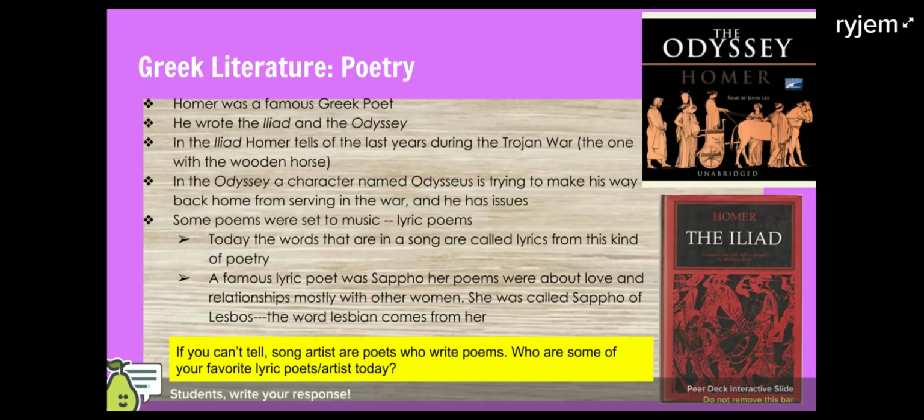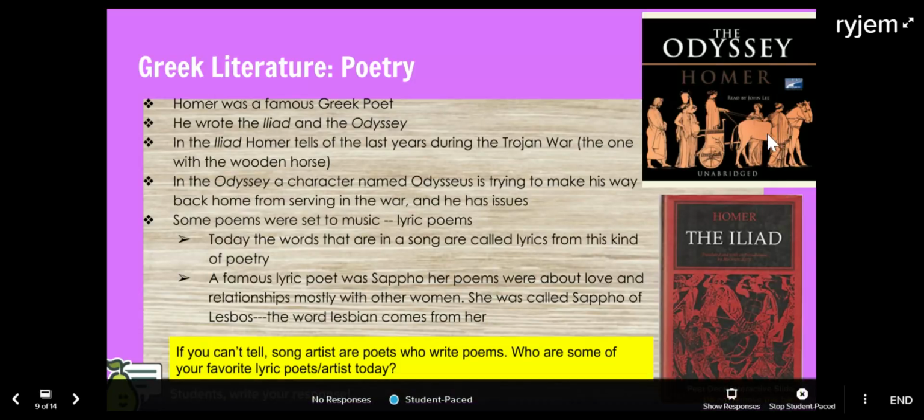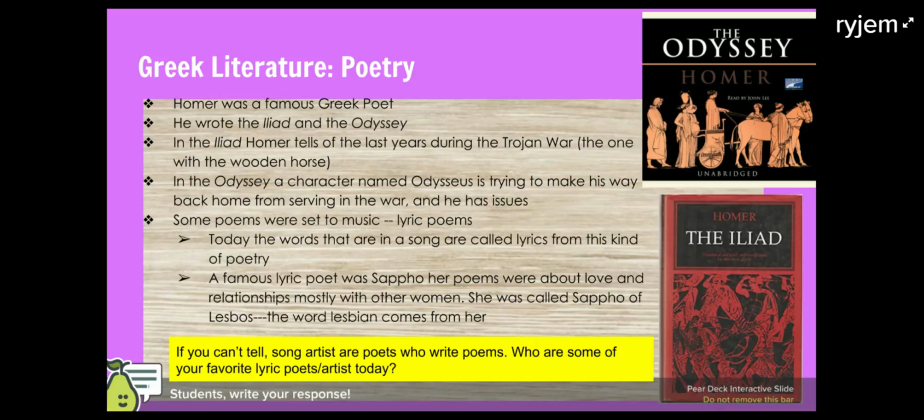All right, and in the poems, it's a series of poems. Both of them are. But in the book titled The Odyssey, we have a character named Odysseus. And Odysseus is trying to make his way back home from serving in the Trojan War. And he has a lot of issues on his journey home. It's a big journey home, and he's coming into contact with all these different obstacles that are trying to prevent him from getting to his destination in one smooth ride.